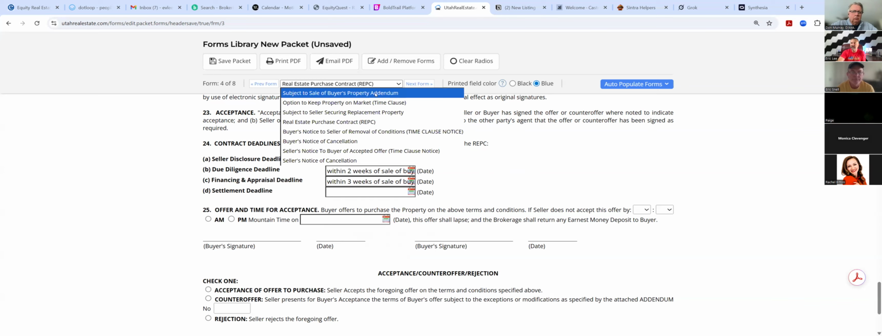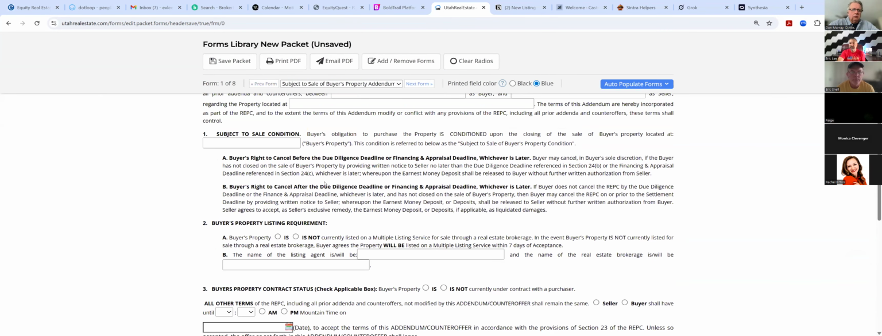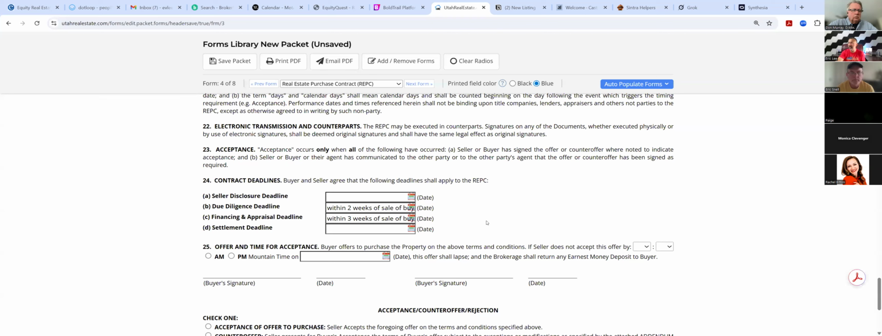So I go back to the subject to sell addendum, and it says that if the buyer hasn't closed on the sale of the buyer's property by providing written notice no later than the due diligence deadline, and I go here to my purchase contract, and I see that my due diligence deadline isn't a fixed deadline. It's within 2 weeks of the sale of the property, then I've created a circular argument. And this is what I saw last week. It was between two equity agents from different branches, so it was limited agency. And they emailed me and they said, which one of us is right?